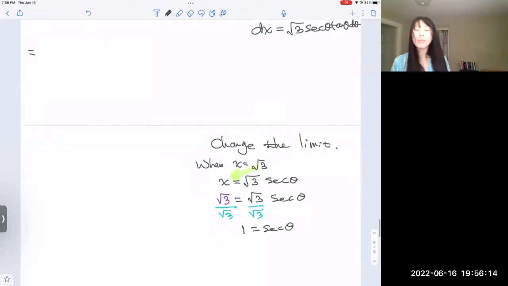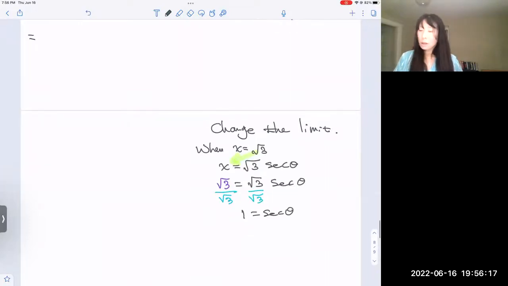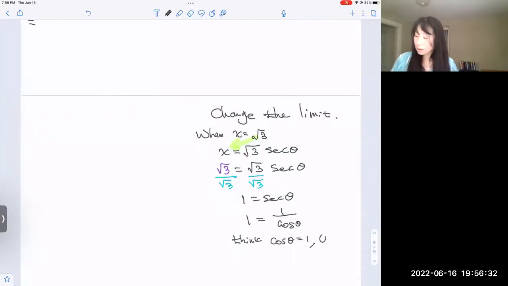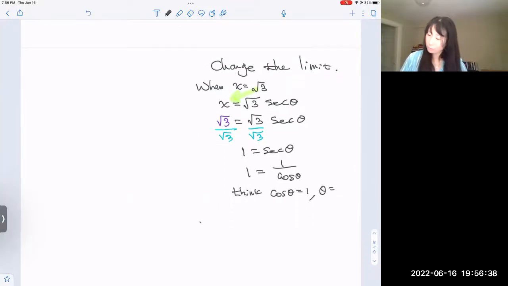All right, so we're going to solve for angle theta. So what is this? 1 equals secant theta, which is 1 over cosine theta, right? Then cosine theta equal to 1, what is that? Cosine theta equal to 1, angle theta? 0. 0, good, 0 radians.